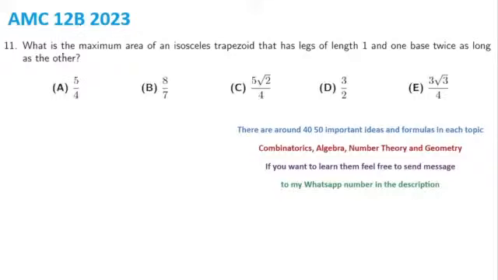AMC 12B 2023 problem 11. What is the maximum area of an isosceles trapezoid that has legs of length 1 and one base twice as long as the other? Okay.